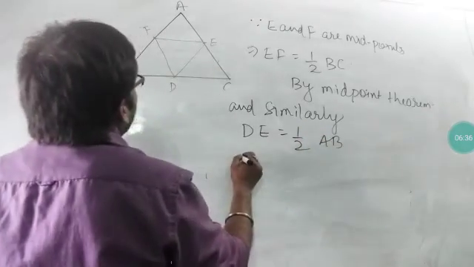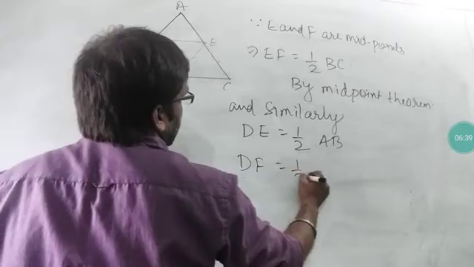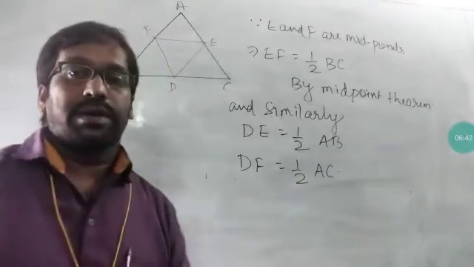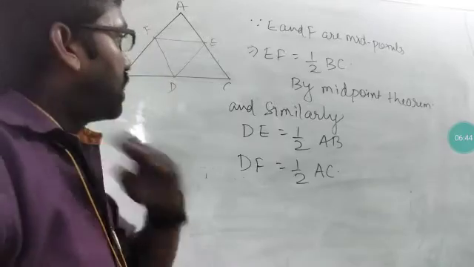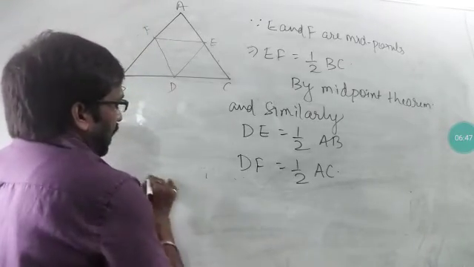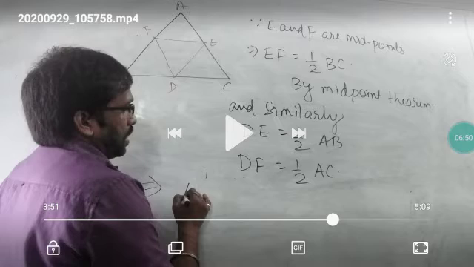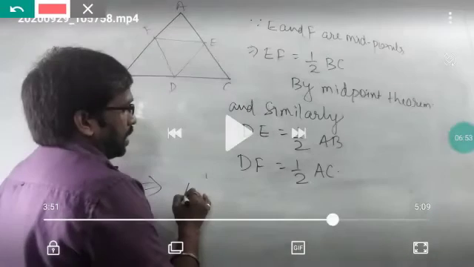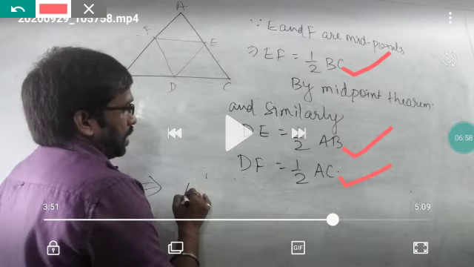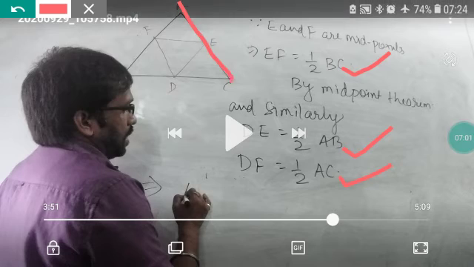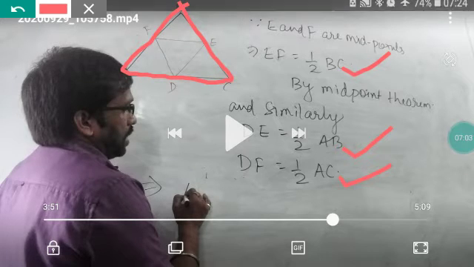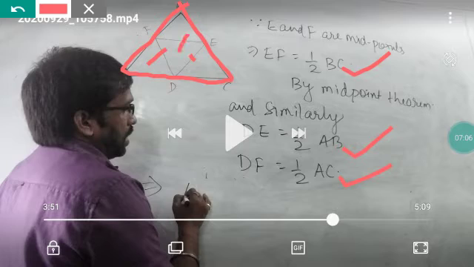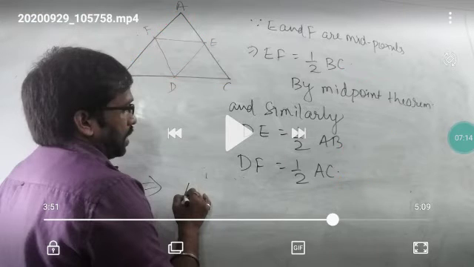All these are midpoints. D and E are the midpoints, so when they are joined, DE will be half of AB and DF will be half of AC. Now we have found our main solution. What I had written, AB, AC, BC all are equal, because these are all the sides of an equilateral triangle. If we can prove these sides are also equal, then this figure is also an equilateral triangle. Am I right? Yes, excellent. I think you have got the point of this question.